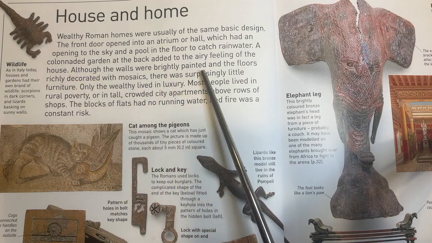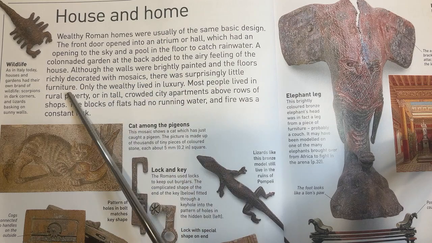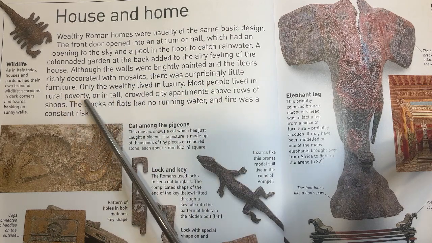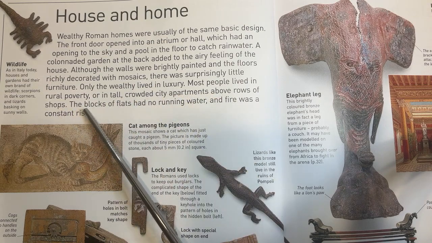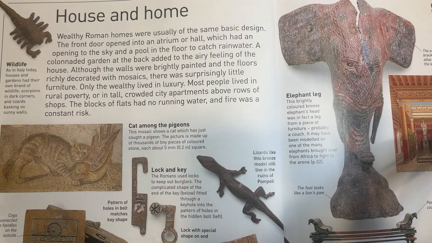Although the walls were brightly painted and the floors richly decorated with mosaics, there was surprisingly little furniture. Only the wealthy lived in luxury. Most people lived in rural poverty or in tall, crowded city apartments above rows of shops. The blocks of flats had no running water, and fire was a constant risk.